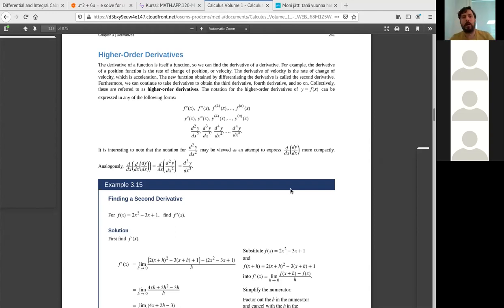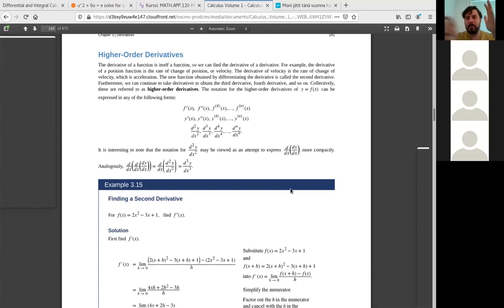So this happens. Why do we need higher order derivatives? Well, there was also mentioned an example that the speed of an object, the velocity of an object, can be thought of as the derivative of the place, the rate of change of its place. So its acceleration can be thought of as the rate of change of the speed.